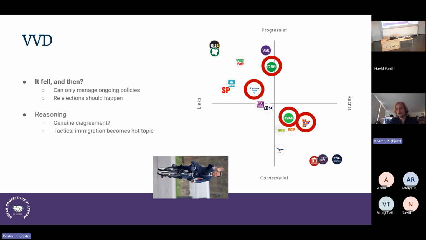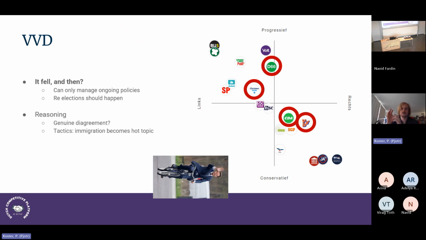So it fell. And basically what that meant is they could only manage ongoing policies, and re-elections need to happen. So if there's something very important that needs to happen, they can do that. And if there are things that need to be finished off, like policy that needs to be changed, amendments that need to be made, all of those things are fine. But they can't create new big plans, new policies that are put through. And re-election should occur relatively quickly.